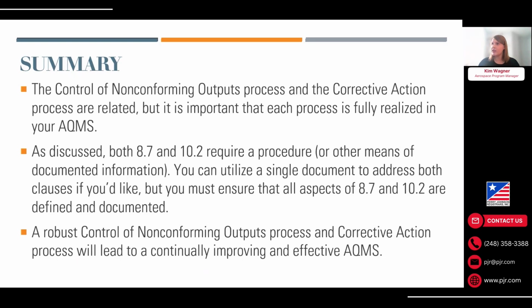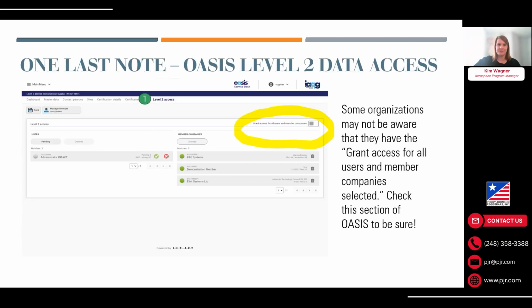So if you do have a single document for both, just make sure that you go back to the sections of those standards and make sure that you're addressing all requirements in each of those clauses, both in 8.7 and 10.2. Sometimes we see really great procedures that do a great job of addressing both, but sometimes things are missing. Again, a robust control of non-conforming outputs process and corrective action process will lead to a continually improving and effective aerospace quality management system. Okay, before we finish, I just wanted to include one last note. This is in some ways related.